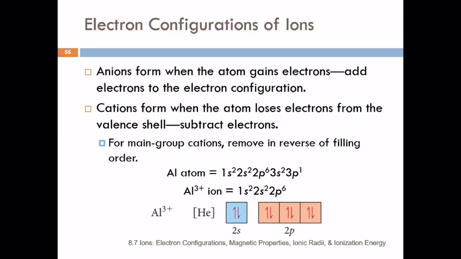To predict the electron configuration for main group cations, you just remove electrons in reverse order of filling. So for aluminum, it fills in this order: 1s, 2s, 2p, 3s, 3p. And so you just reverse it and take off this 3p electron and then the 3s electrons. And then you end up with this electron configuration, which is the same as neon.